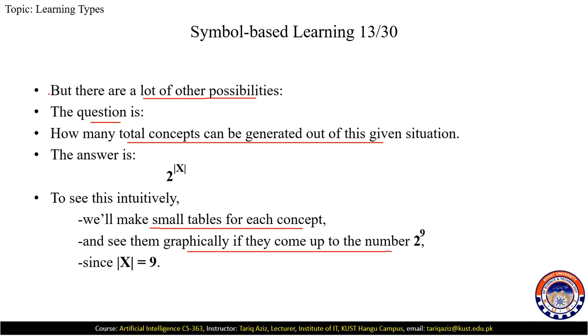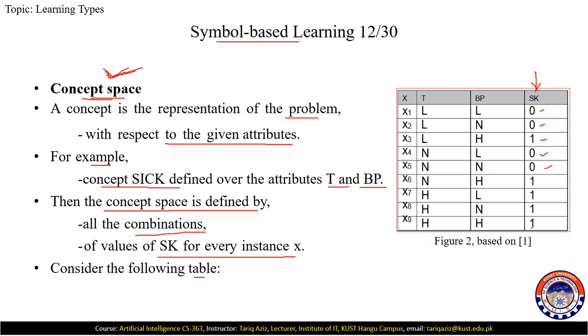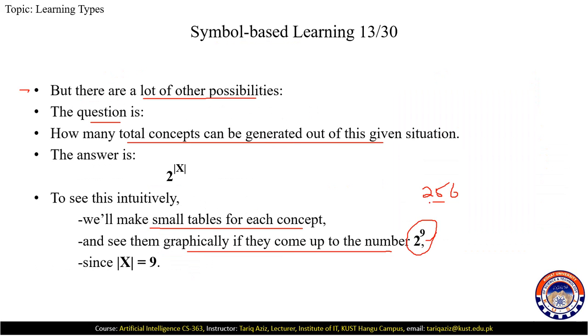So with respect to the first step, it says that there are a lot of other possibilities. How many possibilities? 2 raised to the power 9, which is I think 256. So we have 256 possibilities. Okay, we just discussed some of them. These are not all the possibilities. The total possibilities are 2 raised to the power 9, which is 256.